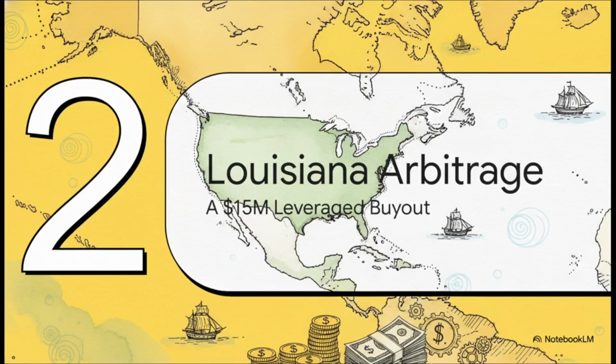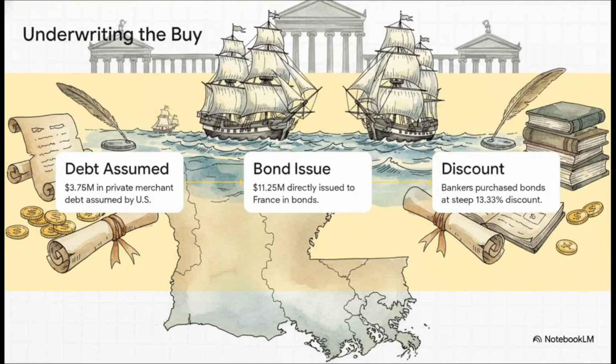The Louisiana Purchase arbitrage. In 1803, the market gets hit with the ultimate macro catalyst. We really have to stop looking at the Louisiana Purchase as just a simple historical land deal. From a market perspective, this was an enormous $15 million leveraged buyout. Let's break down the complex underwriting mechanics here.